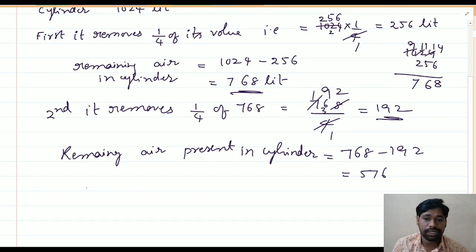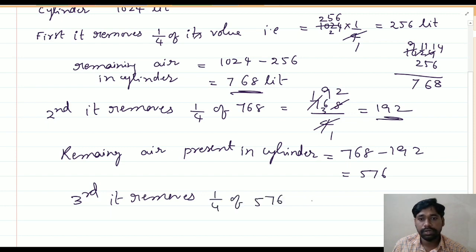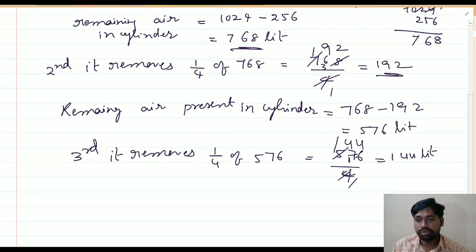Then we will see at least 3 situations we have to perform. So third, it removes 1 by 4th of it, which is 576. So 576 by 4 is 144. So 144 liters is removed. Okay. So remaining air how much?